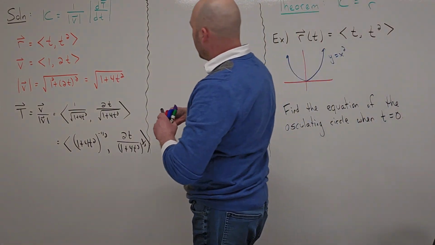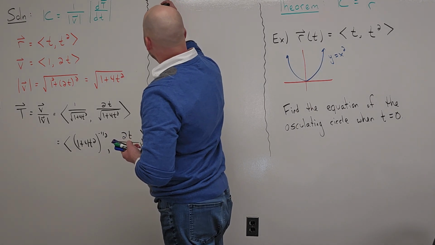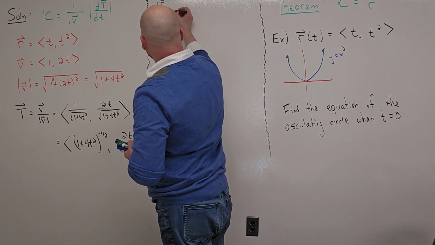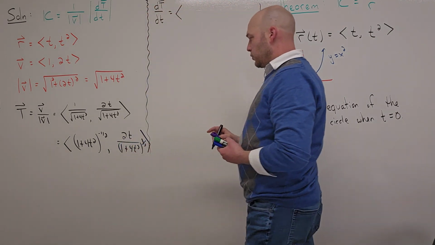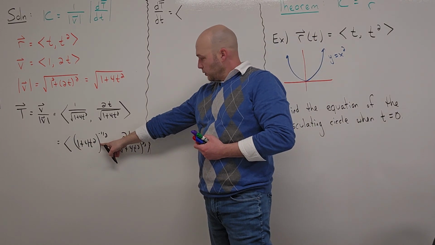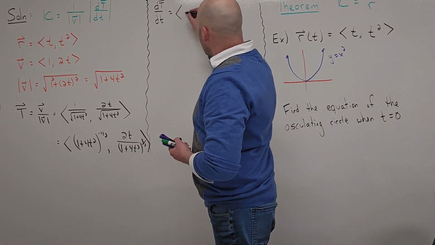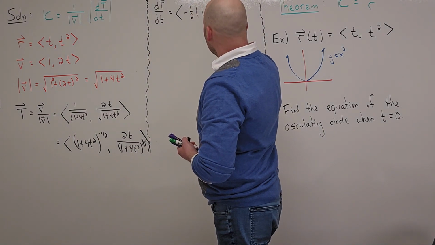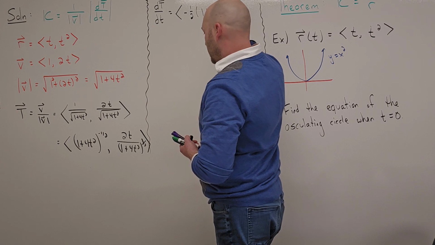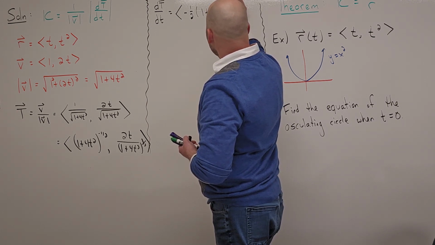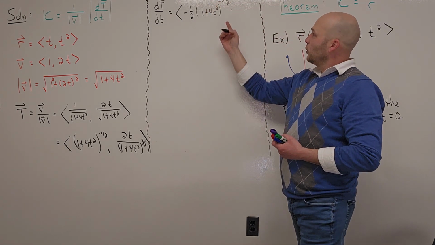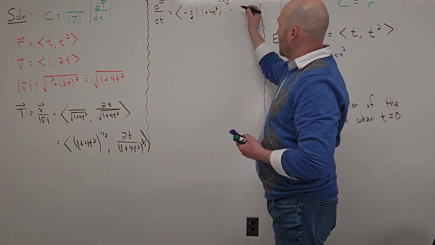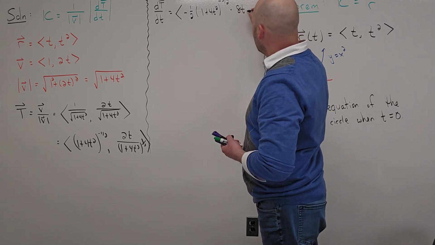All right, so the derivative of T, so dT/dt. Derivative of the first component here, so this is going to be a chain rule. That's negative 1/2, 1 plus 4t squared to the negative 3/2, right? Power rule. Bring the exponent down, drop the exponent by 1, and then the derivative of the inside comes out as a factor, which would be 8t.